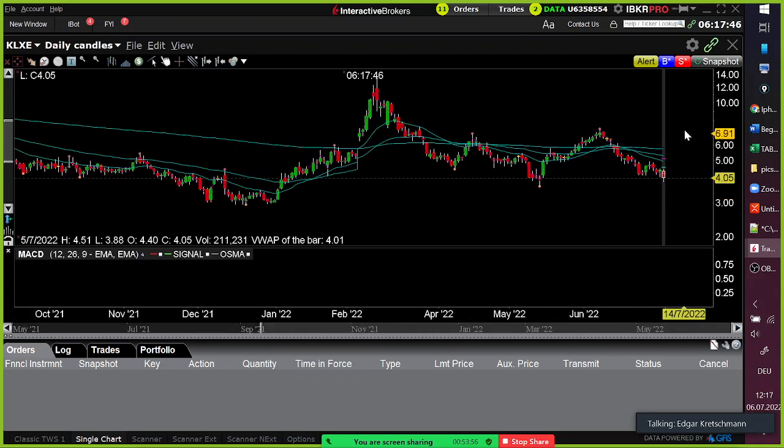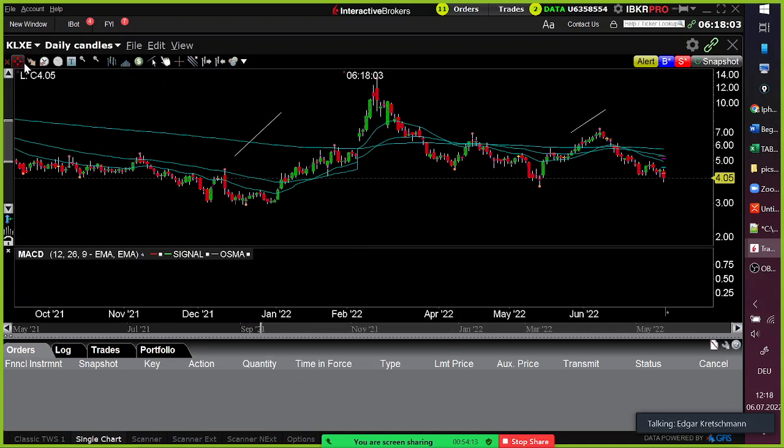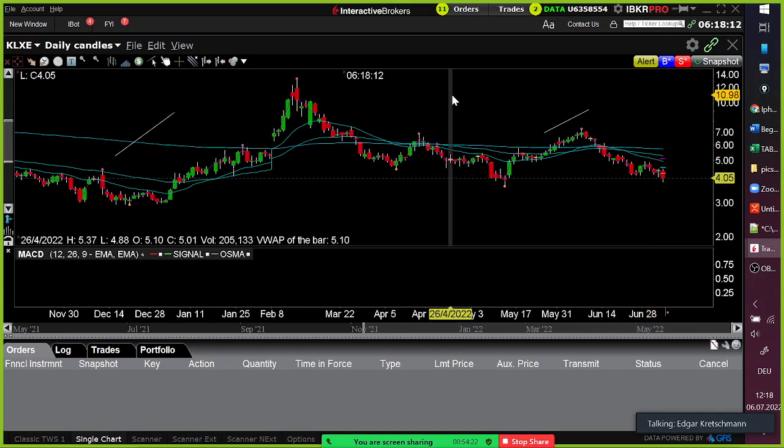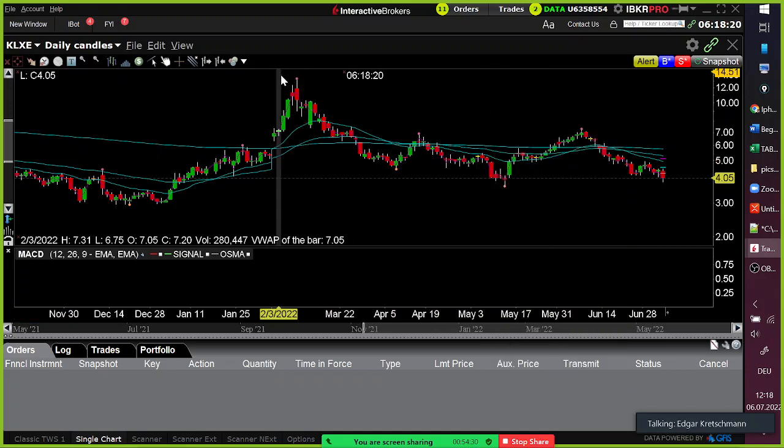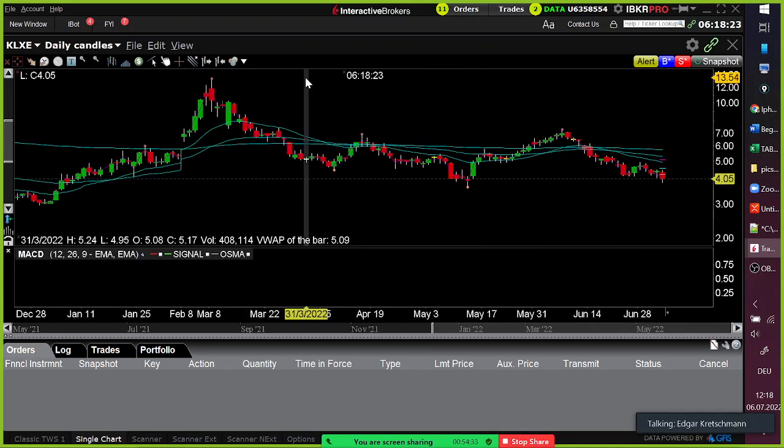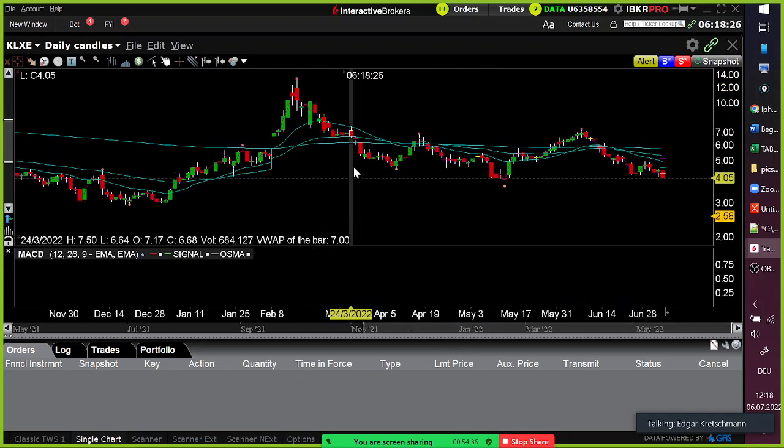So here we have the stock KLXE. Anyone wondering, this is Interactive Brokers, my broker of choice, because it's very cheap to use. Okay, how can I use this? Why is this so difficult at times? Interactive Brokers is not the easiest to use broker, I gotta say, because you have to use your mouse wheel for everything. Anyways, let's go and see.